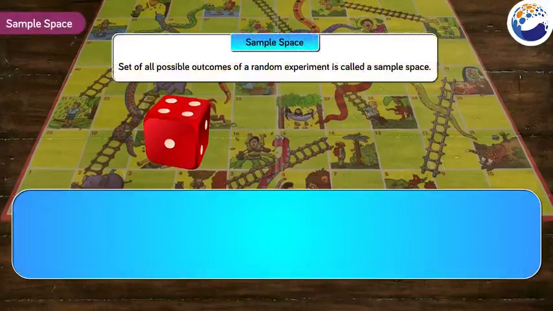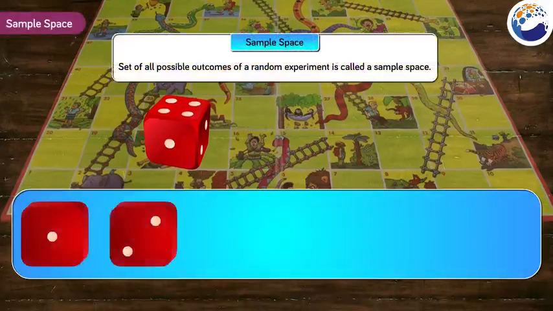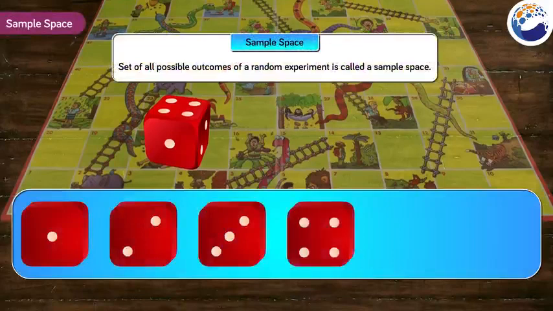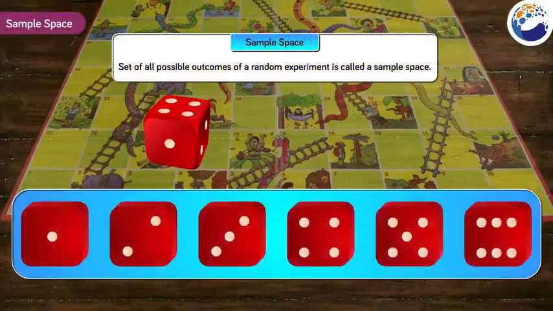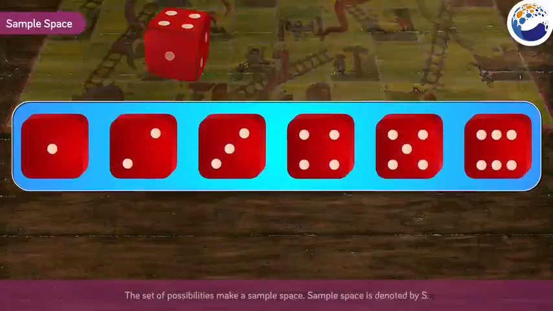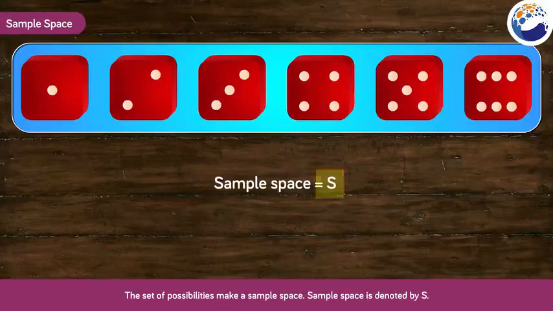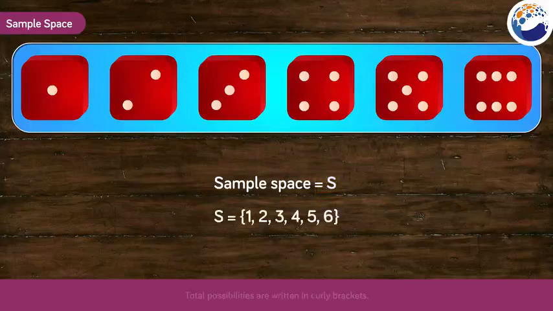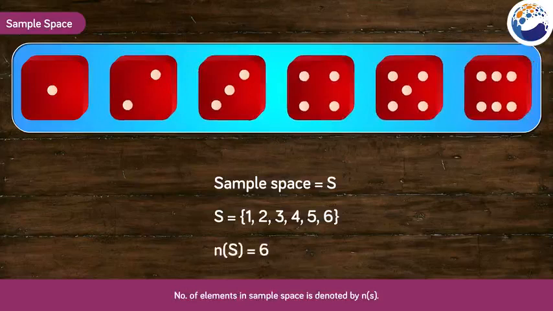Sample space. Set of all possible outcomes of a random experiment is called a sample space. Sample space is denoted by the alphabet S. Total possibilities are written in curly brackets, that is, S = {1, 2, 3, 4, 5, 6}. Number of elements in sample space is denoted by n(S), which is equal to 6.